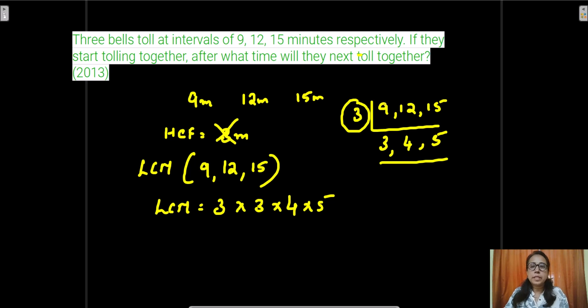So you do one thing, just take the HCF first. HCF is 3 and the remaining numbers are 3, 4 and 5. And multiply. What is that?